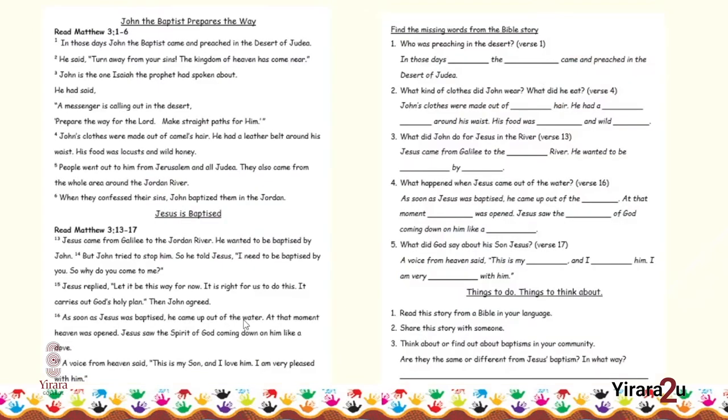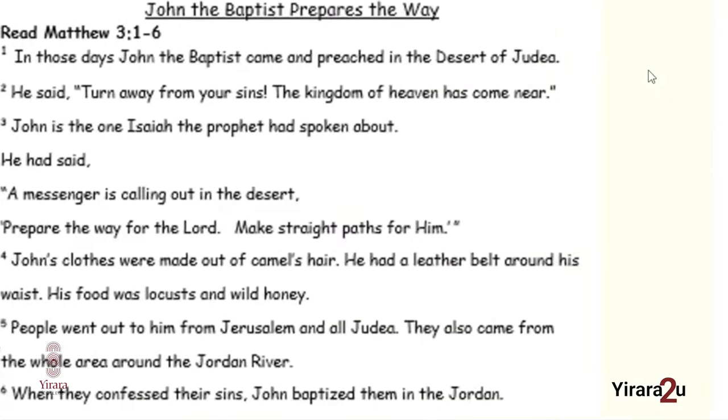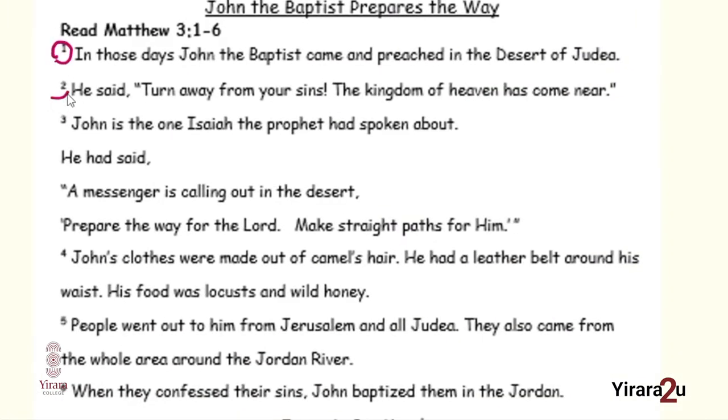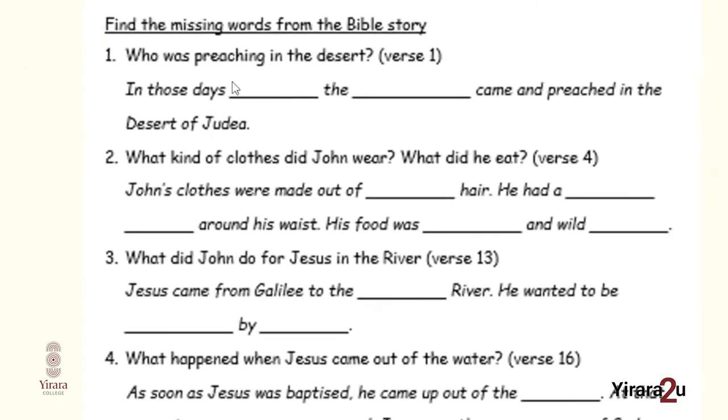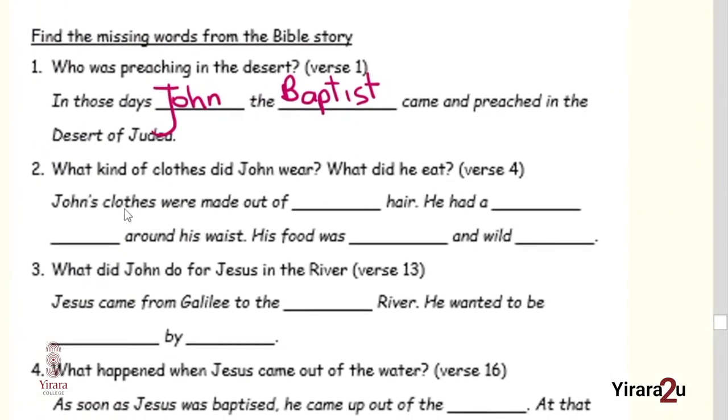Now let's look at the Bible work. Who was preaching in the desert? Verse 1. So in those days, John the Baptist came and preached in the desert of Judea. What kind of clothes did John wear and what did he eat? That's in verse 4. John's clothes were made out of camel's hair and he had a leather belt around his waist. His food was locusts and honey.